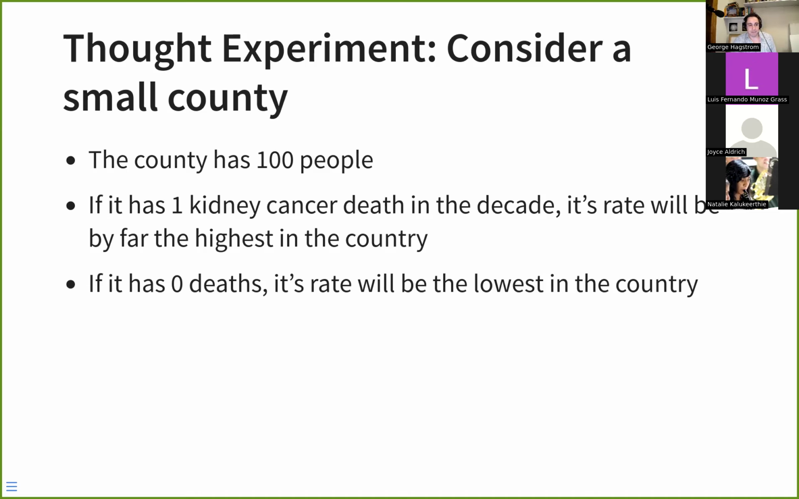On the other hand, let's suppose no one died of kidney cancer in that county in that decade. Then its death rate would be 0, which would give it the lowest kidney cancer death rate in the entire country. So it seems like one random bit of chance, when it happens in a small county, can take the county from having the lowest death rate to the highest death rate.